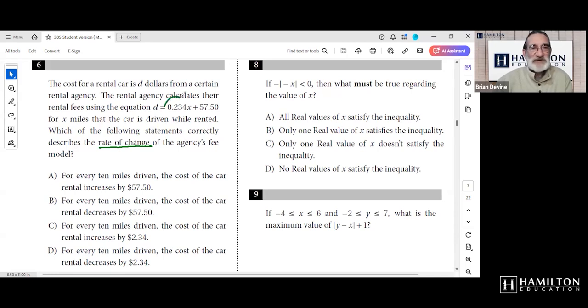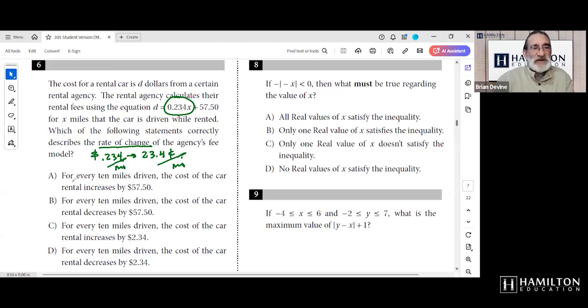Well, the rate of change is going to be the slope. And since D is in dollars, then 0.234 must imply 23.4 cents or $0.234. And that's per mile. That makes sense because if we have that per mile and we multiply it by X miles, then that's the cost per mile. And you add that to 5750, you get the total charge.